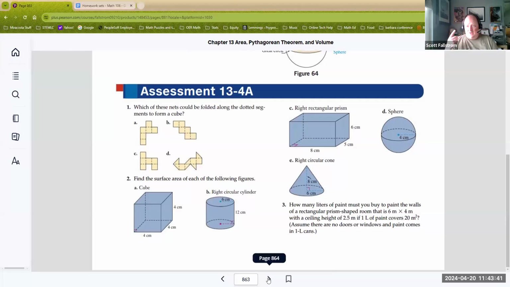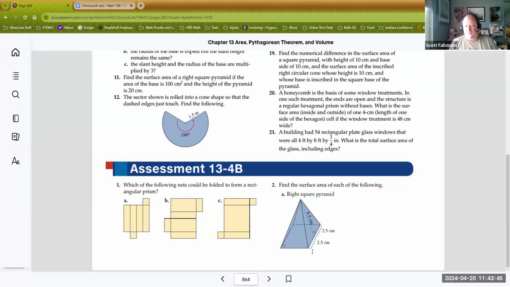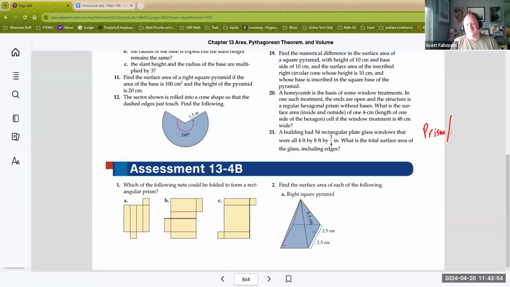So if I were you, what I'd recommend is have your formulas right near you on a page, and then just go through and practice. What are the formulas we're looking for? The formulas we're looking for are the prism slash cylinder, because these are the same. That's 2 area of the base plus the perimeter times the height.